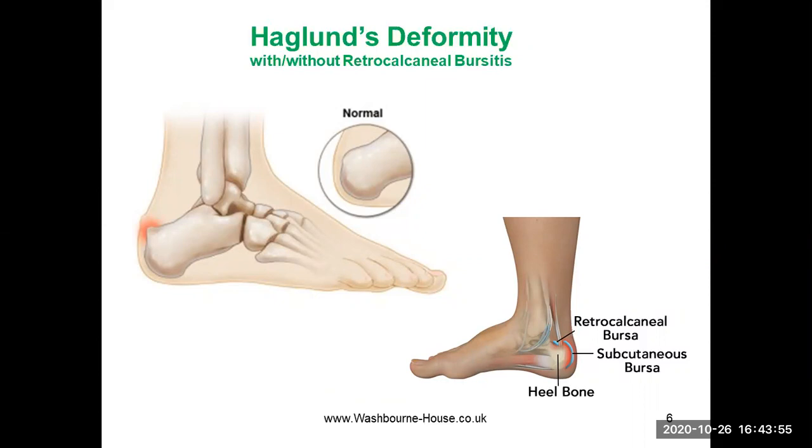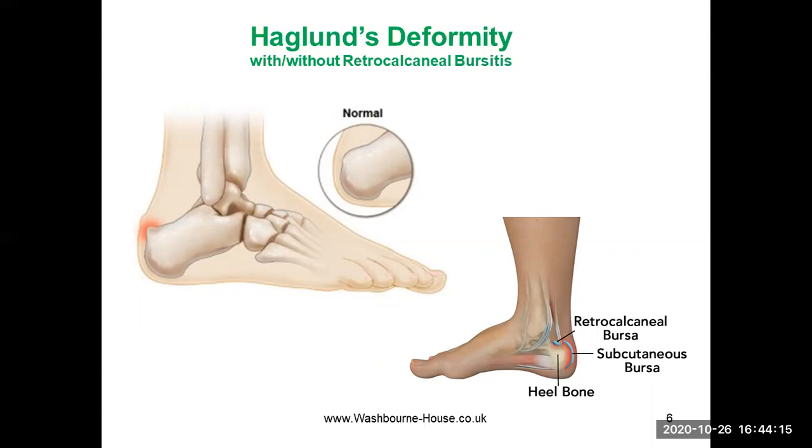An X-ray might be needed. Often it's bilateral, so people will suffer both sides. It can come with or without retrocalcaneal bursitis. The bursa is this sac of fluid that sits between the bone and the tendon and the soft tissues, and acts as a shock absorber and allows things to move smoothly by each other, and that can become inflamed as well.